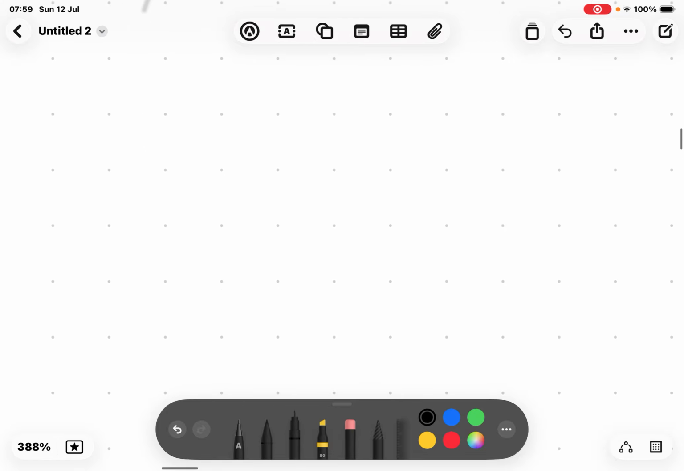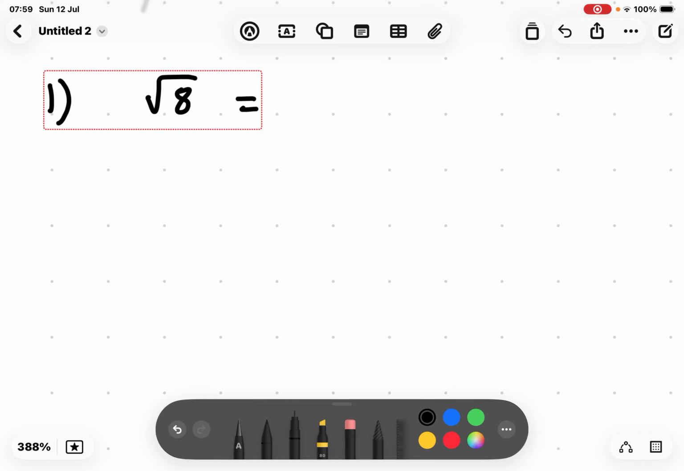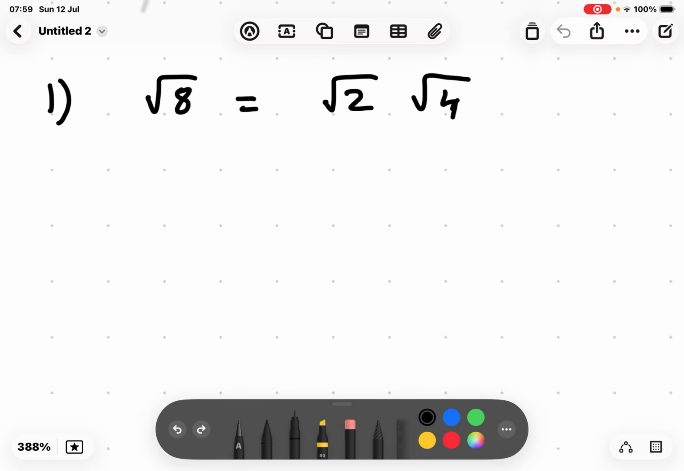Let's just crack on with the questions. Question 1 is, we're going to go through the basics, of course. We are able to split this into two numbers, but they also have to be rooted. So this can be split into 2 and 4. And when you split it, you have to make a number that is a square number. For example, 4 is a square number, so we're able to split it like this.